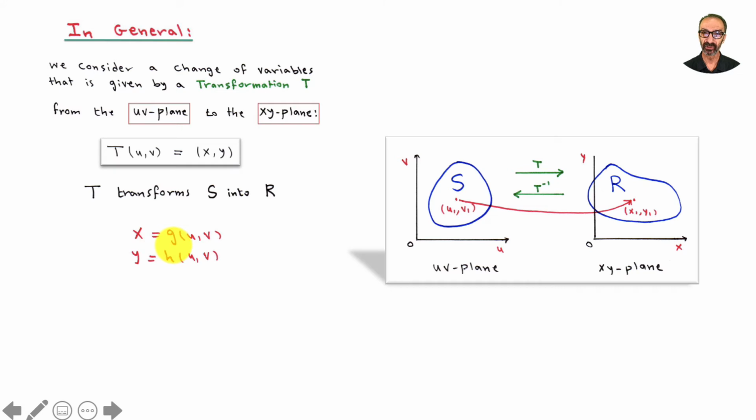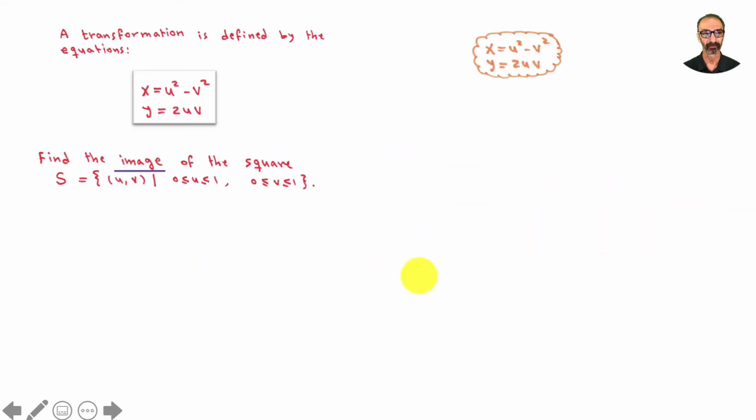x is a function g of u and v, and y is also a function of the same u and v. Or in short, we could say x is x of u and v, and y is y of u and v. Let's take a practical example to see how the transformation changes from this shape to a completely different shape.